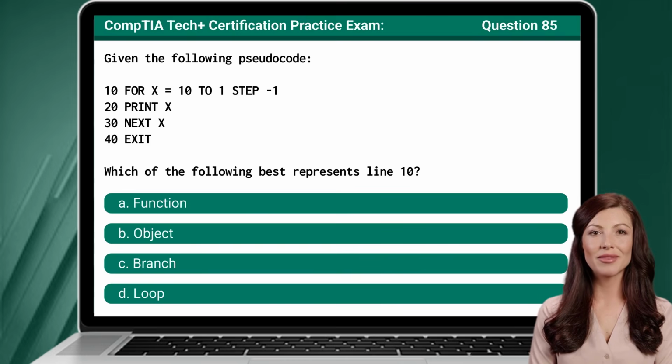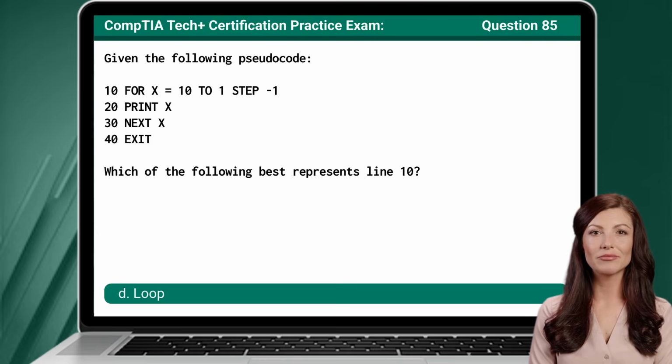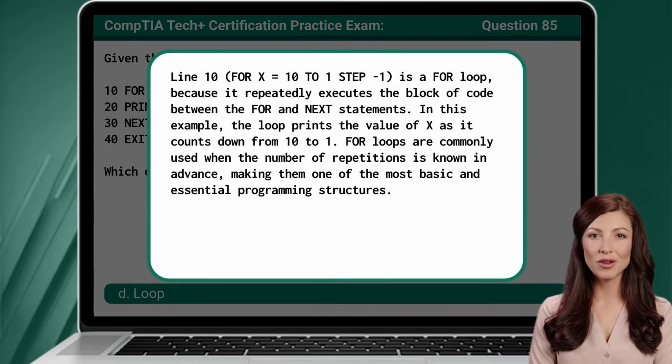The answer is D. Loop. Line 10 is a for loop because it repeatedly executes the block of code between the for and next statements. In this example, the loop prints the value of x as it counts down from 10 to 1. For loops are commonly used when the number of repetitions is known in advance, making them one of the most basic and essential programming structures.